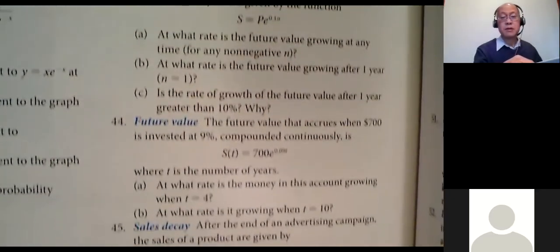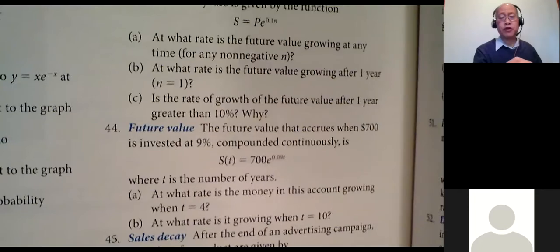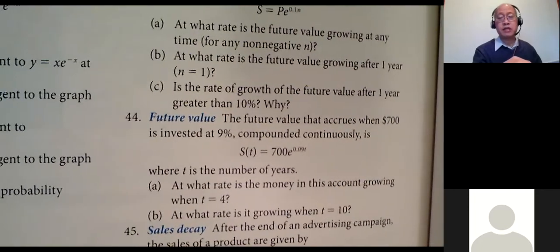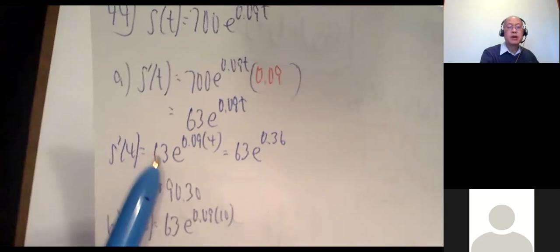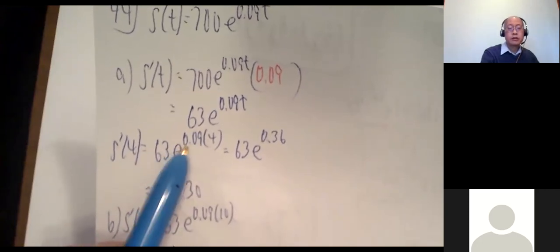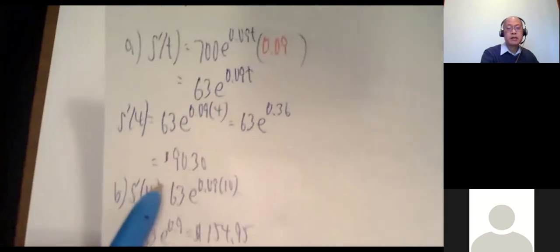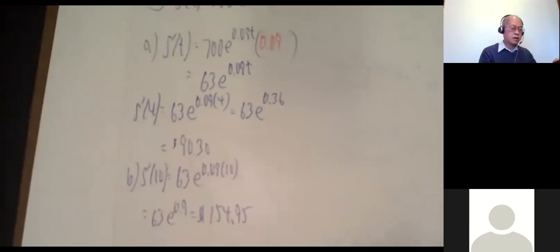All right. So A, at what rate is the money changing when t is 4? Plug in 4. B, at what rate is it growing when t is 10? Plug in 10. So plug in 4. S prime of 4 is 63 e to the 0.09 times 4. 0.09 times 4 is 0.36. And it's roughly $90.30.